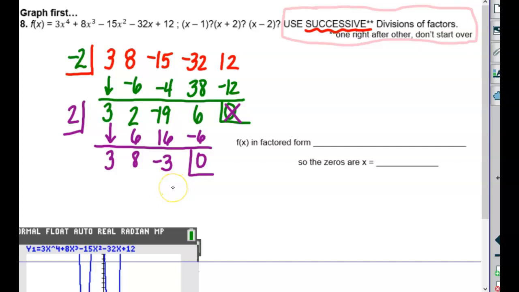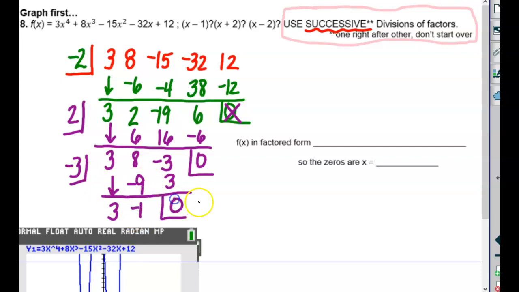more, do you want to do one more division? It doesn't matter. I can show you that it doesn't matter, but we had one at negative 3, didn't we? So if we brought this down, we'd have 3, negative 9, add is negative 1, multiply is 3, add is 0. Okay.